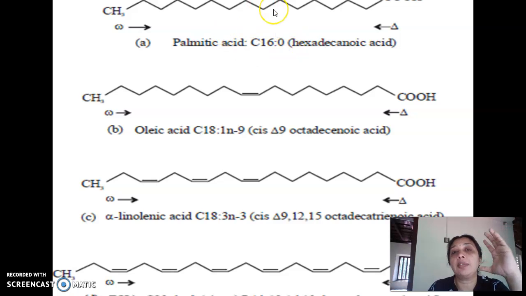So what happens during elongation? The C16 palmitic acid will be converted into the next higher member, that is the C18 fatty acid, stearic acid. So only the chain length is increased, so that the C18 fatty acid, which is known as stearic acid, can be synthesized if it is acted upon by the microsomal chain elongase system.